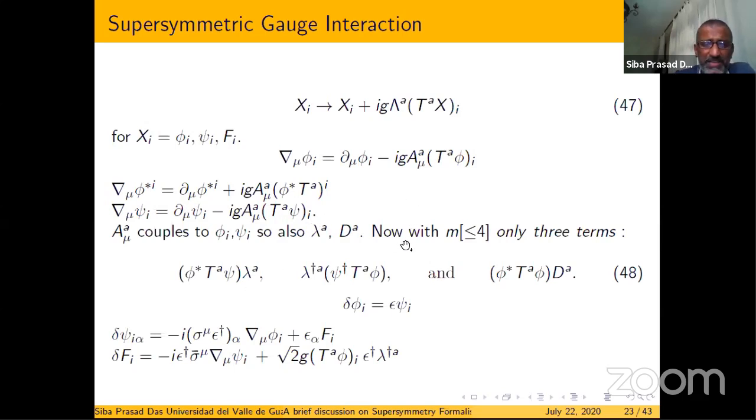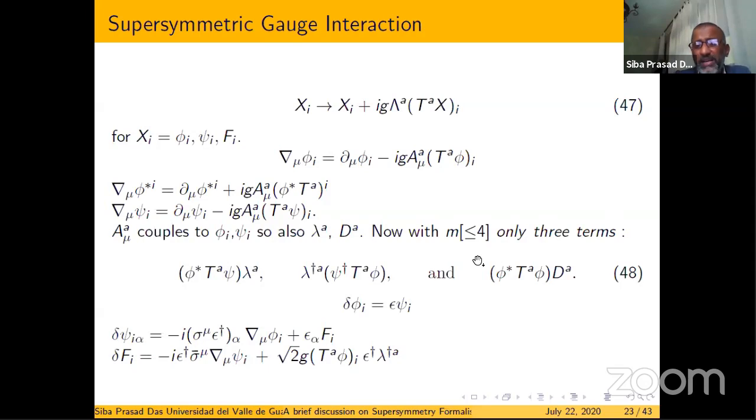And if you do that, you can check it. I have not done this in detail recently, but you can check that for the supersymmetric gauge interaction with mass dimension less than or equal to 4, from your free Lagrangian plus gauge interaction, you can only allow these 3, 1, 2, 3. Only these 3 supersymmetric gauge interactions are allowed.